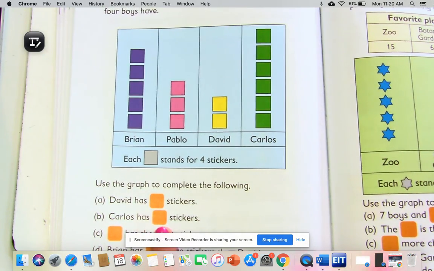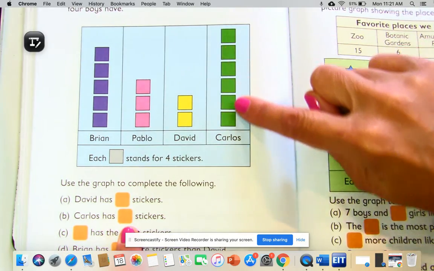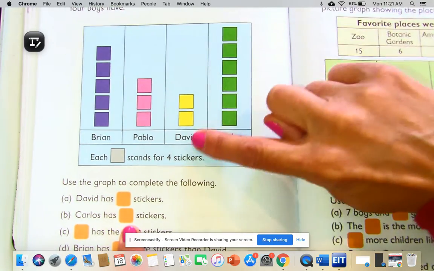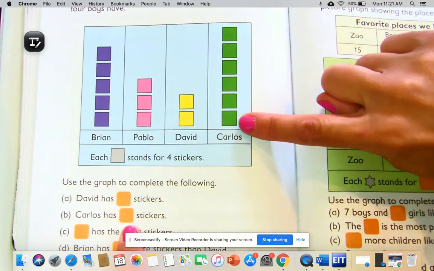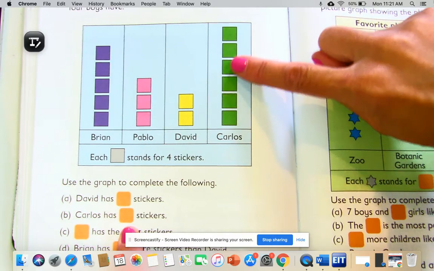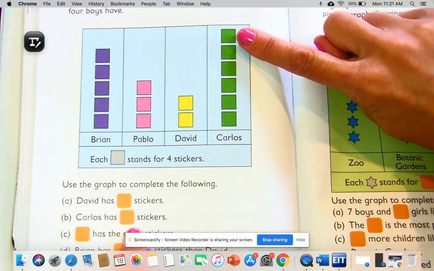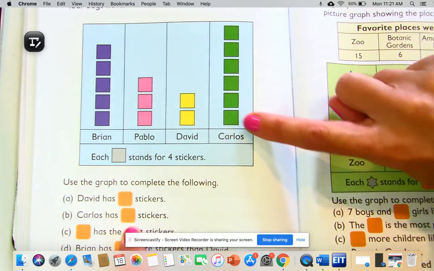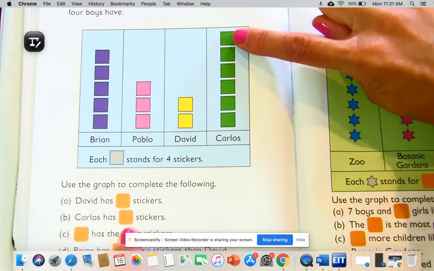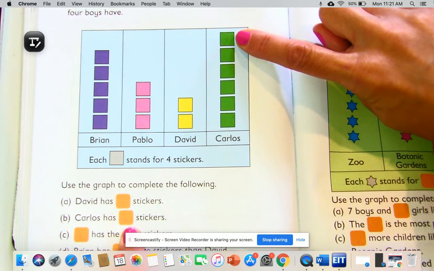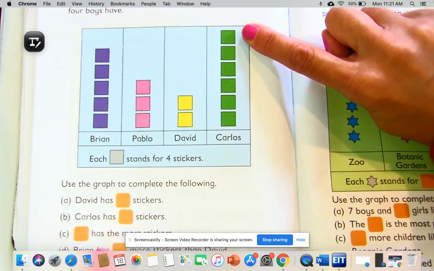Carlos has, here's Carlos, who looks like he has the most. He has the tallest, sort of looks like a bar here, kind of like a bar graph. We're going to learn about those a little bit later. But Carlos has 1, 2, 3, 4, 5, 6 squares. We could do 6 times 4, or we could skip count by 4. 4, 8, 12, 16, 20, 24. Remember our song? Okay, so Carlos has 24 stickers.